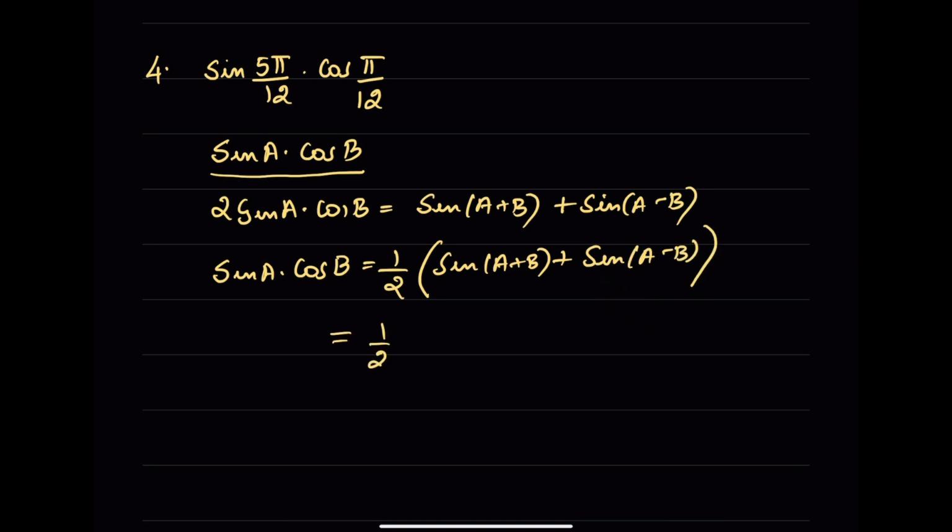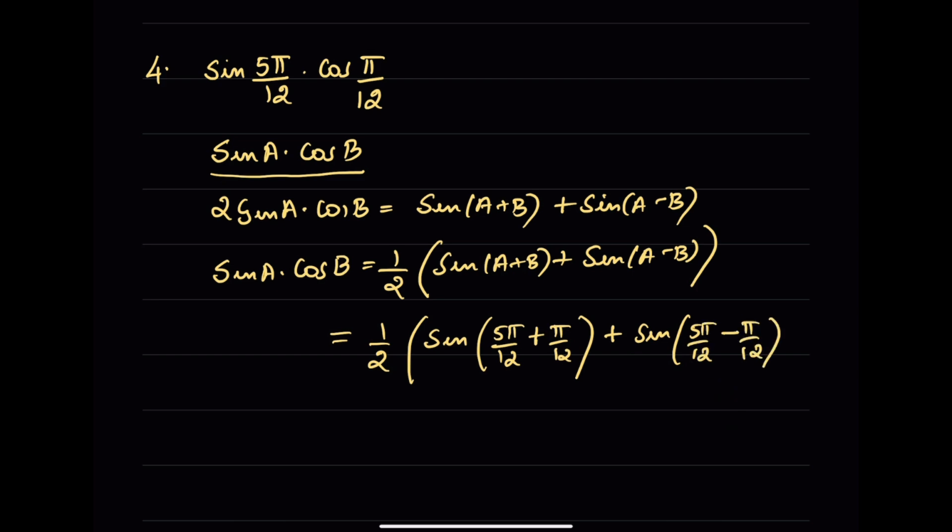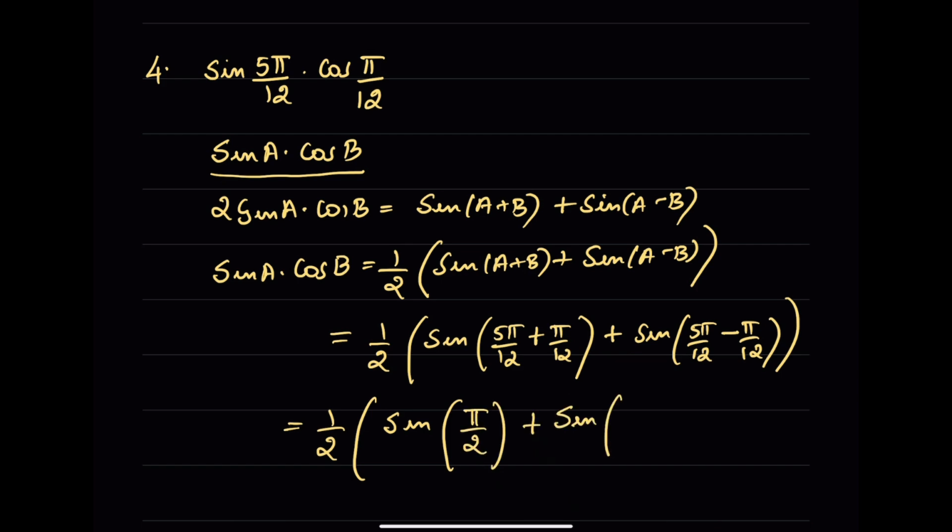Now let's apply. So this will be half of sin of 5 pi by 12 plus pi by 12, plus sin of 5 pi by 12 minus pi by 12. So this will be 1 by 2 multiplied by sin of 6 pi by 12, which is pi by 2, plus sin of 4 pi by 12, which is pi by 3.